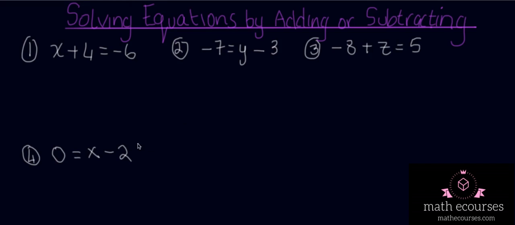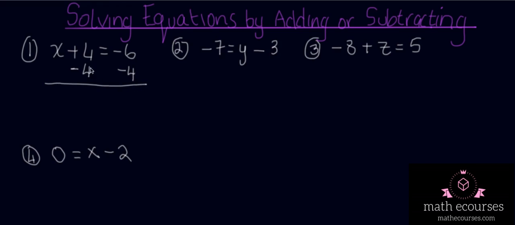So let's get started. Here I have x plus 4 equals negative 6. I need to move this 4 so that the x can be by itself. To do that, here I see a plus 4, so this is addition. The opposite of adding is subtracting. If I subtract 4 on this side, I must subtract 4 on the other side.